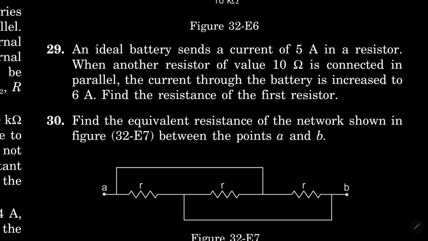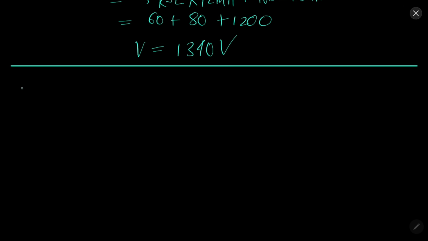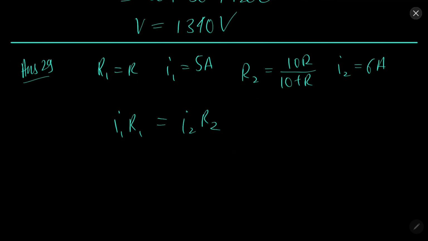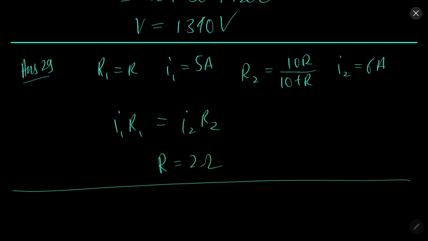In 29, find the resistance of the first resistor. Solution 29. So R1 R, I1 5, R2 10R by 10 plus R, I2 6. So because it is in parallel, potentials are same. So by this we will obtain that R will be 2 ohms when we put all the values.